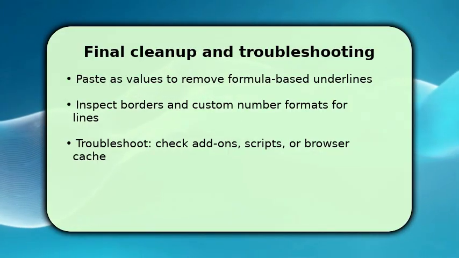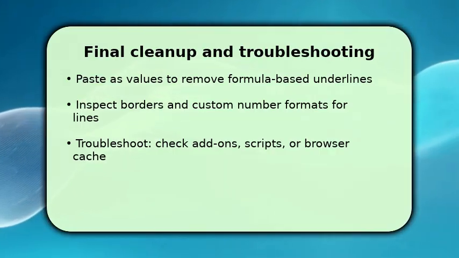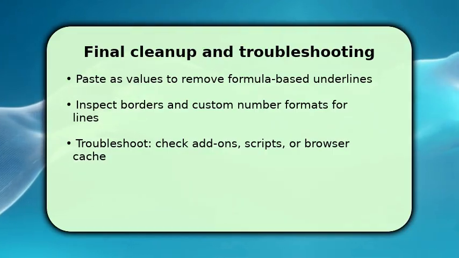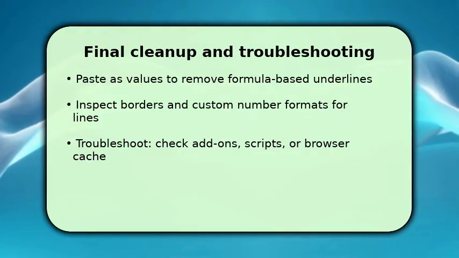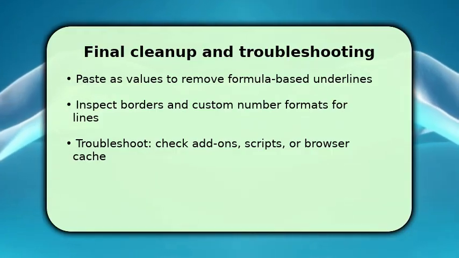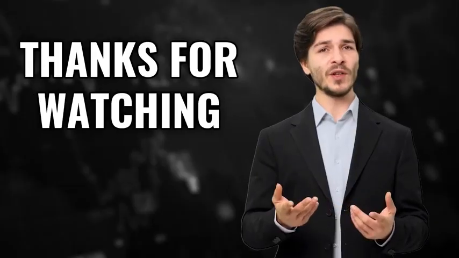If underlines keep appearing, check for Google Sheets add-ons or app script triggers that reapply styles, and clear browser cache or try another browser. If all else fails, duplicate the sheet content into a new sheet to isolate persistent formatting issues.